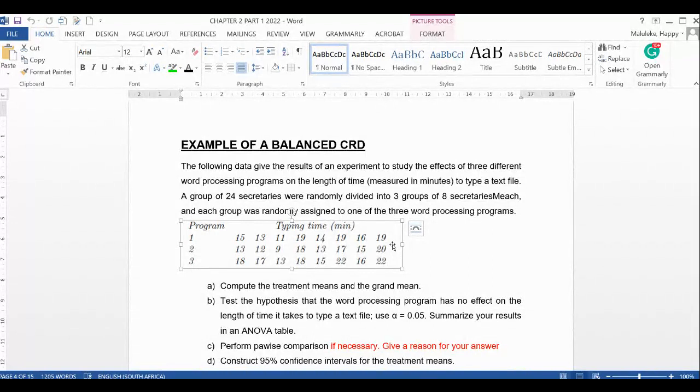How do we find the standard deviation? Anyone who still recalls how to find the variance for each treatment? How do you find the variance for each treatment? SSE over n minus 1. The variance for each treatment. Obviously, we're going to have different values, right? So for the first group here, program 1, you can use this formula.